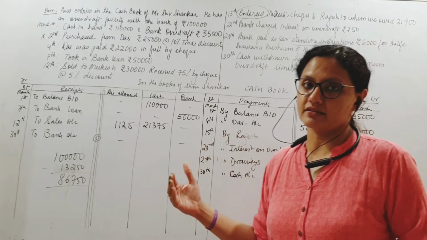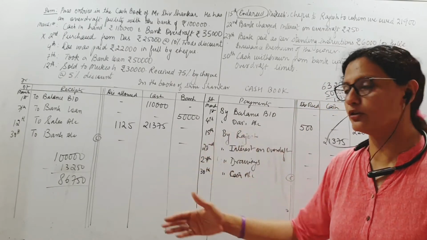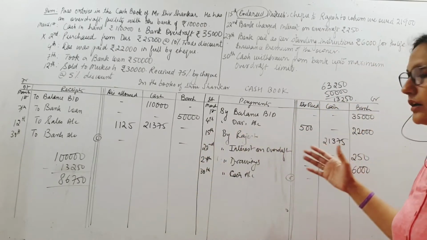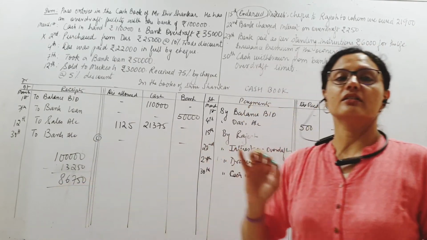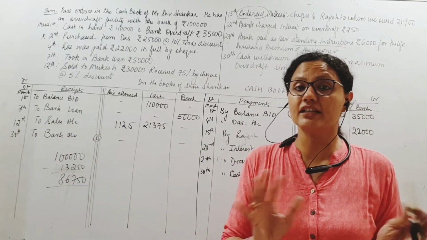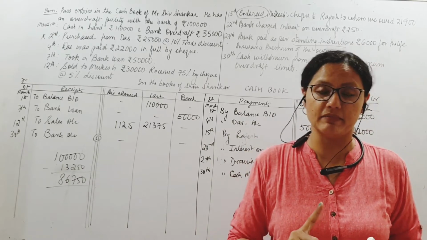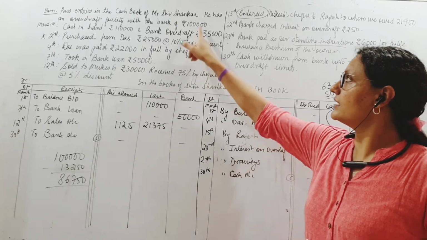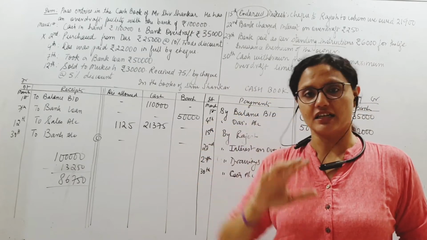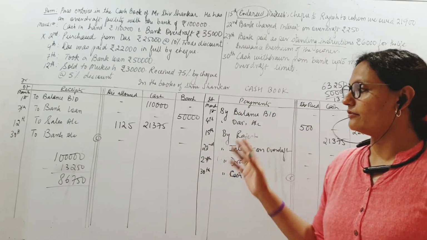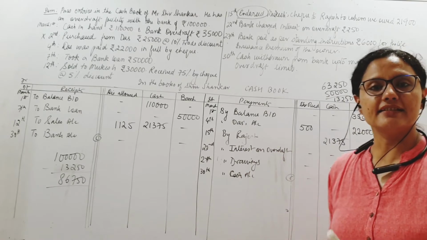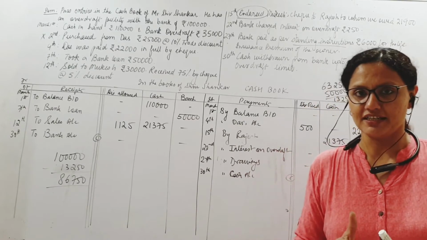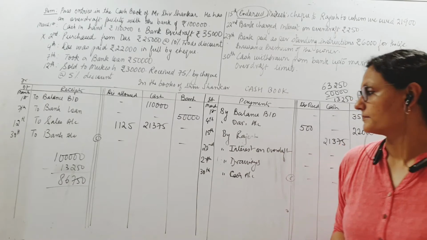1 lakh withdraw कर सकते, overdraw कर सकते, but we have already overdrawn 13,250. So if I have to bring this overdraft balance to 1 lakh, I can withdraw further only 86,750. I cannot withdraw the entire 1 lakh. Remember that, although my facility is up to 1 lakh. Is this clear? Therefore, I withdraw 86,750. That the contra entry should be passed with 86,750.